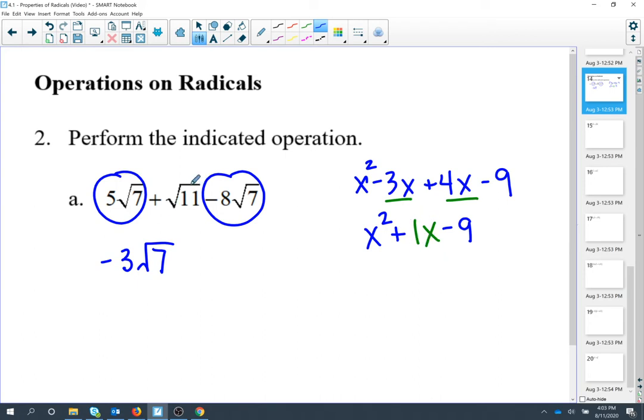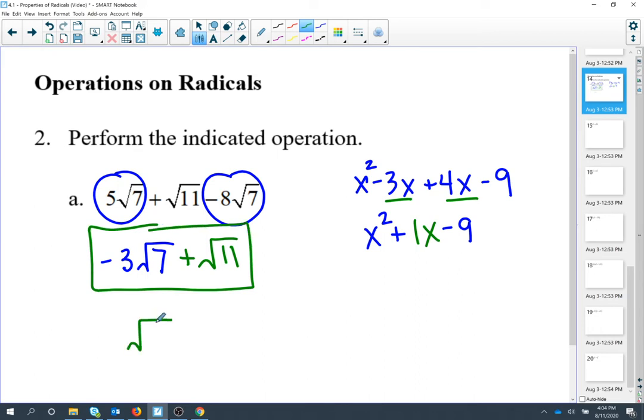Then my root 11 is not a like term, so I would just bring him down, and this would be your final answer. Now, if you were to write this as root 11 minus 3 root 7, also acceptable. When we're dealing with radicals at the moment, there really isn't a standard form, so to speak. So it doesn't really matter which one you write in the front or which one you write in the back. Just make sure that this negative 3 still has a negative 3 on it, whether you write it first or second.